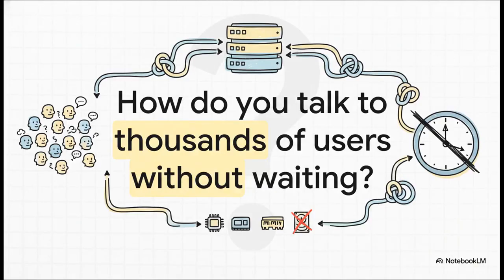So let's just set the stage here. Imagine you're building an app, and not just for a few people, but for thousands, maybe tens of thousands of users all at once. Now, if your program had to stay running, holding onto memory and power for every single person while they're just thinking or typing, your whole system would just fall over. So how on earth do you talk to everyone without just waiting around?